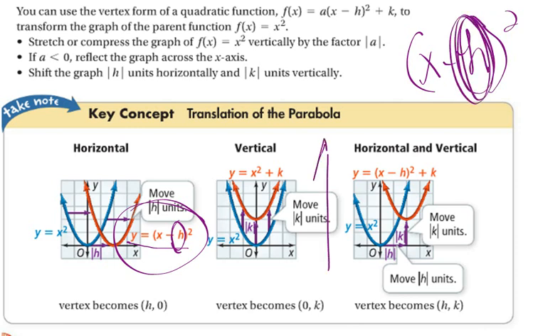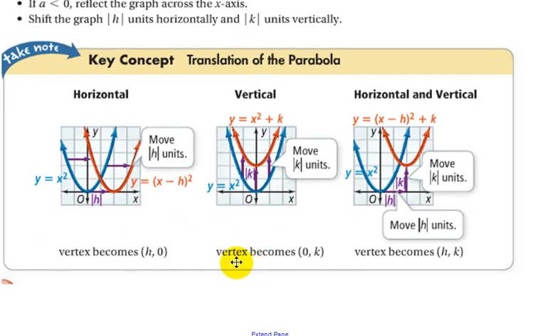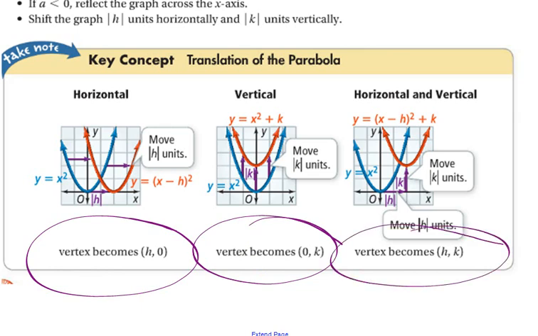The thing that gives you your vertical is the one at the end, outside of the squared, the plus k. And then when you have both types of movements, you're going to see the complete equation: y equals x minus h squared plus k. All right, so these are the things that we've worked at so far. And then they just add in here what the vertex becomes, but that's pretty apparent. When you move it horizontally and vertically, then your vertex is always just h, k.